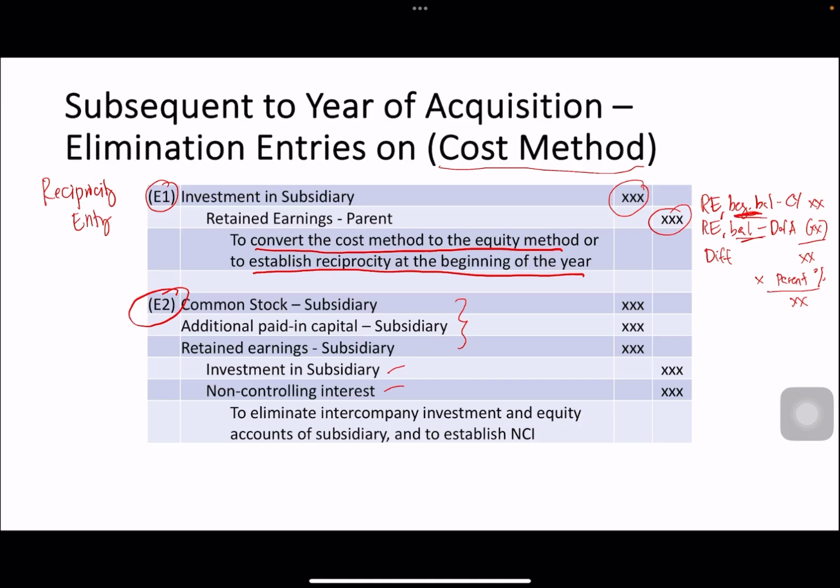Recall that under the cost method, the investment in subsidiary account remains the same, or remains at cost, from one period to another unless impaired. That's why it's called cost method, because the investment account remains at cost. It does not move from one period to another. On the other hand, the retained earnings of the subsidiary is likely to have increased since the date of acquisition due to net income.